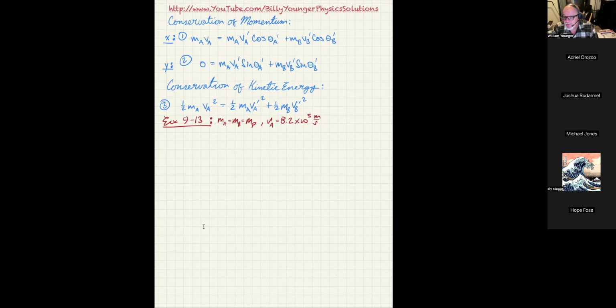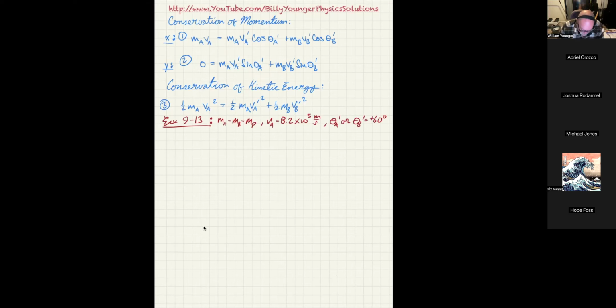So I would suspect the other angle should be negative 30. So what I'm going to do is just say theta A prime minus theta B prime is equal to positive 60 degrees. And I'm going to assume 60 is two sig figs. But here's how we're going to go about solving this.